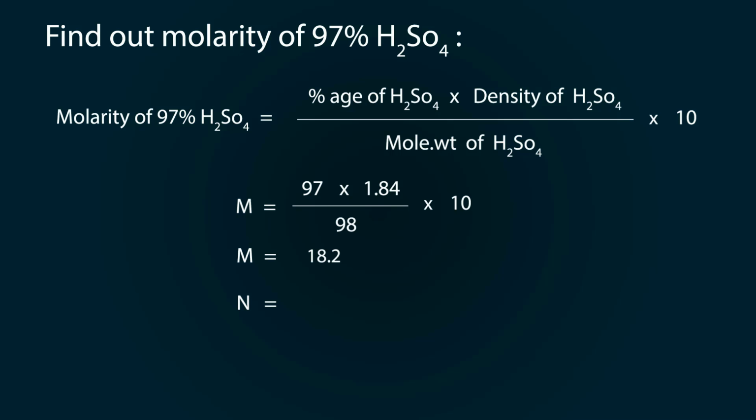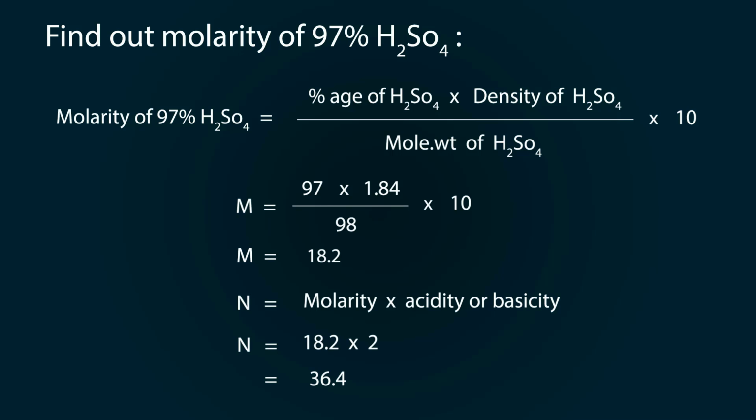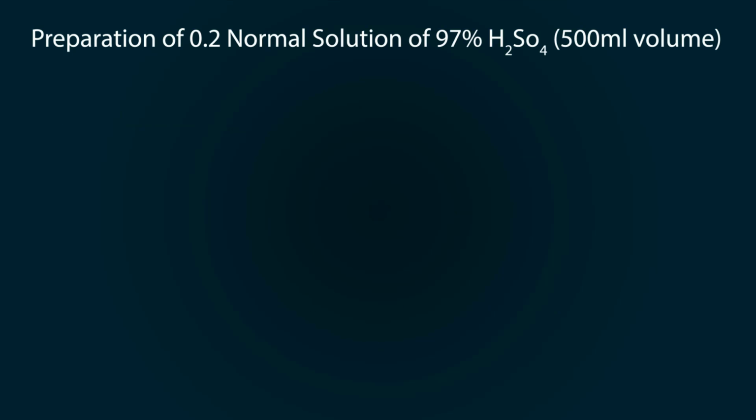Let's find out normality, which is molarity multiplied by acidity or basicity. So 18.2 is molarity and 2 indicates its acidity. We get normality as 36.4. Now let's do calculation for the preparation of 0.2 normal solution of 97% H2SO4 up to 500 ml volume.